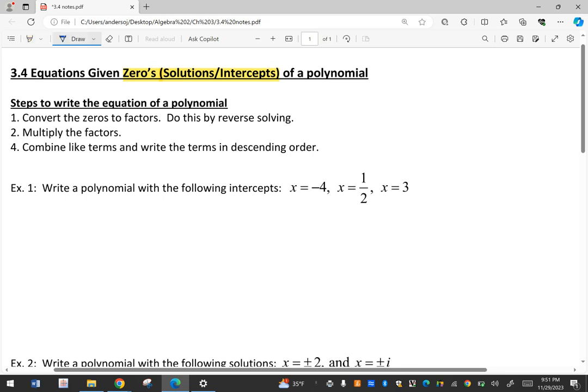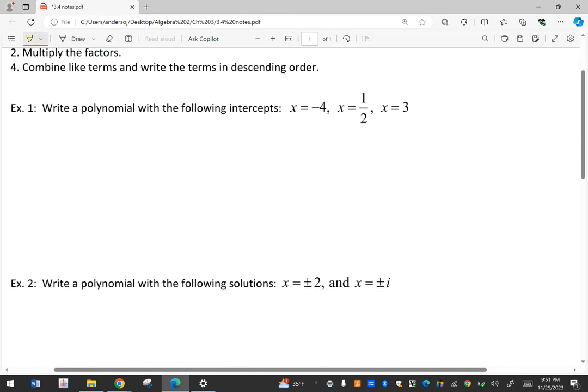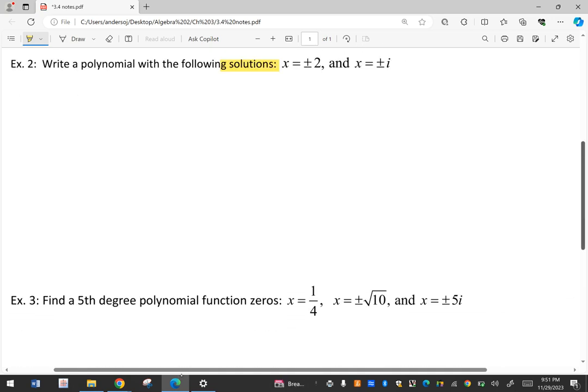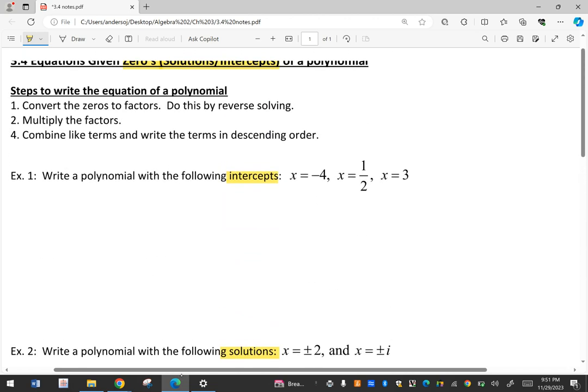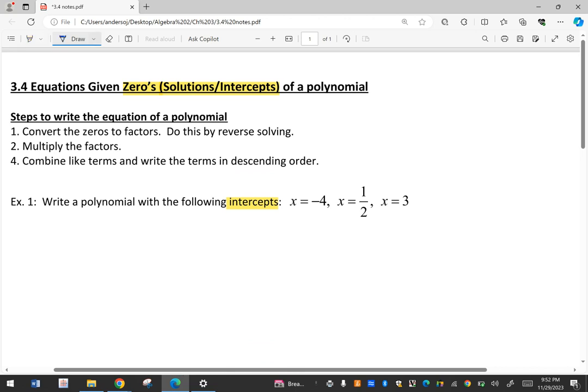mentioned below. For example, in example 1, it uses the term intercepts. In example 2, it uses the term solutions. And in example 3, it uses the term zeros. So what you need to know about those is those three things mean the same thing. A zero is the same as a solution, and that is the same as an intercept.